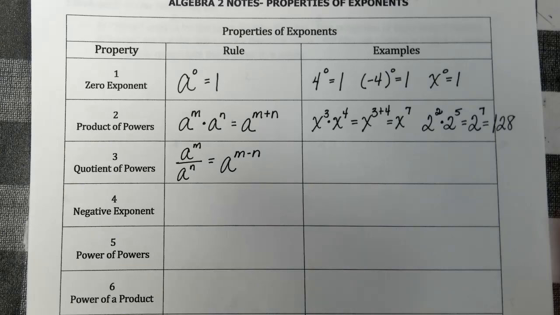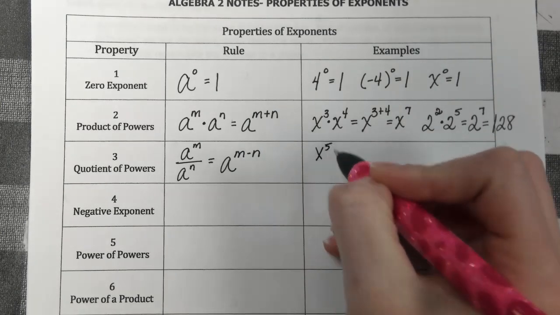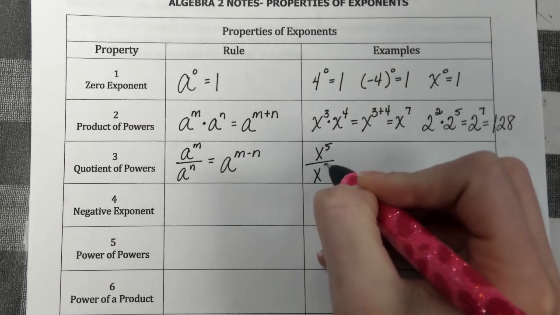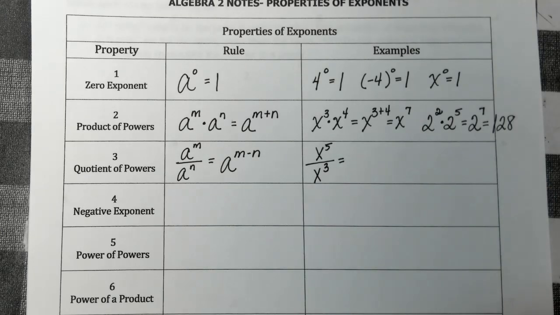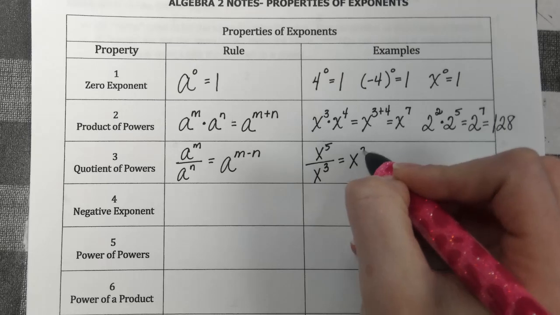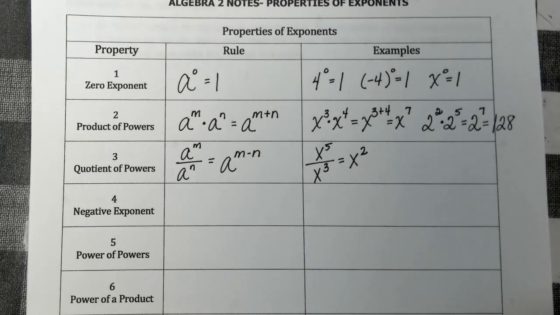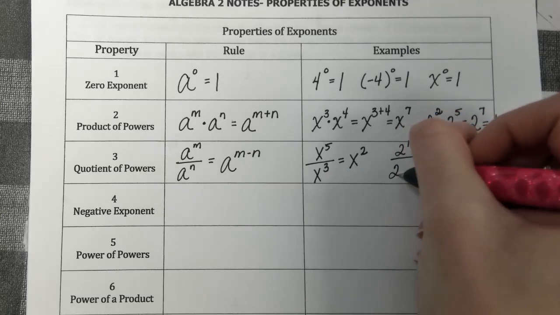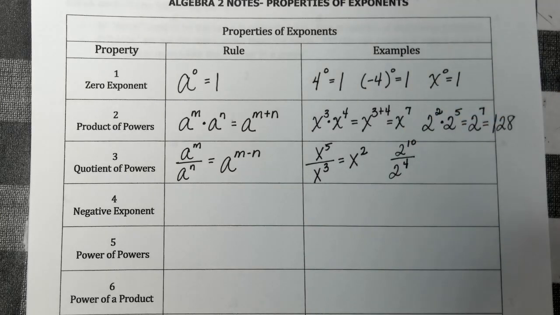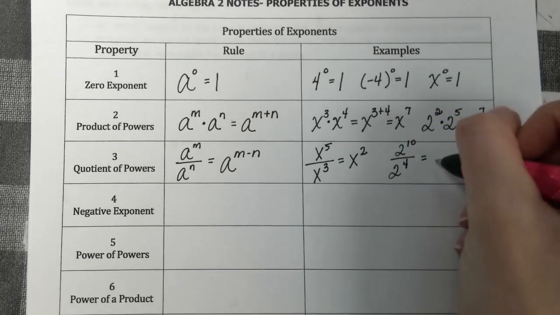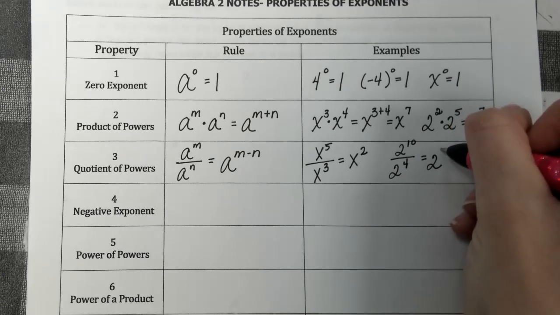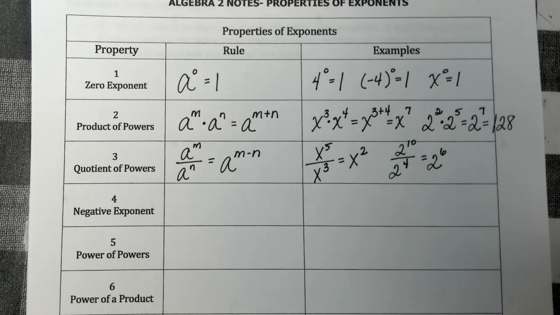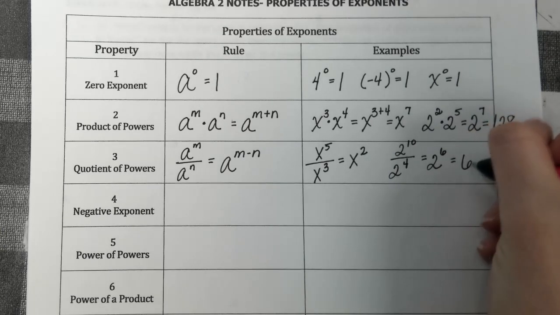So if I have x to the 5th power divided by x cubed, I would subtract 5 minus 3 and that would give me x what? Squared. So if I had 2 to the 10th power divided by 2 to the 4th power, what would that leave me with? 2 to what power? The 6th. 10 minus 4 would give me 6. So 2 to the 6th power is 64.